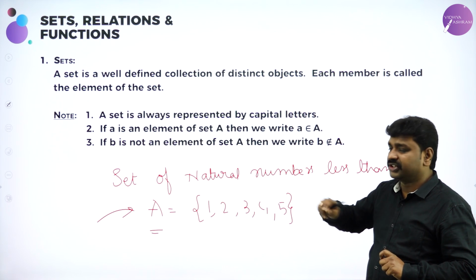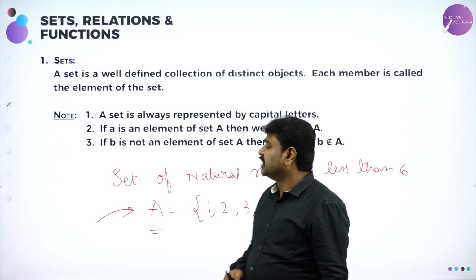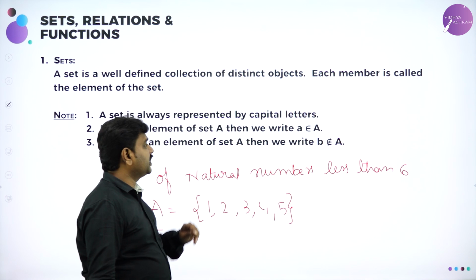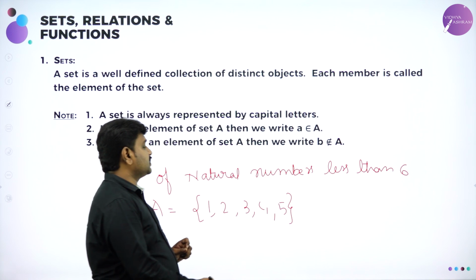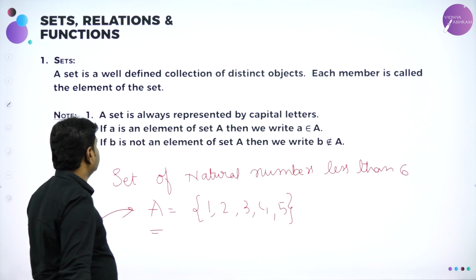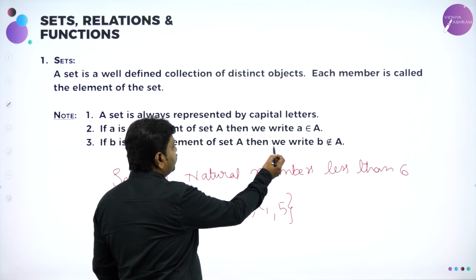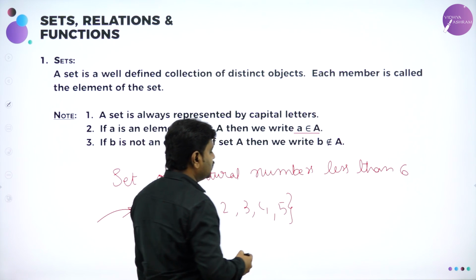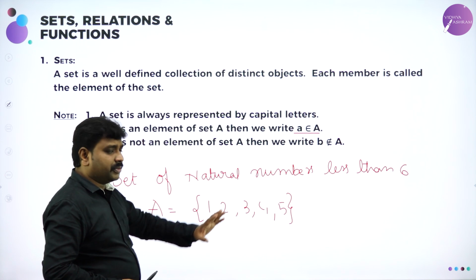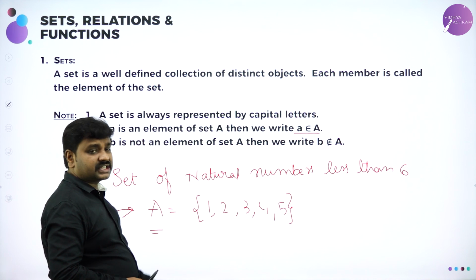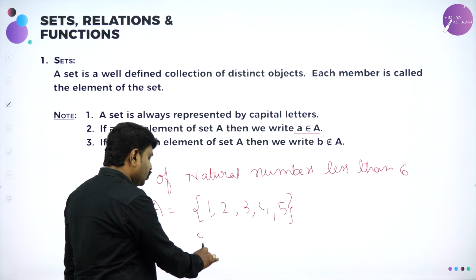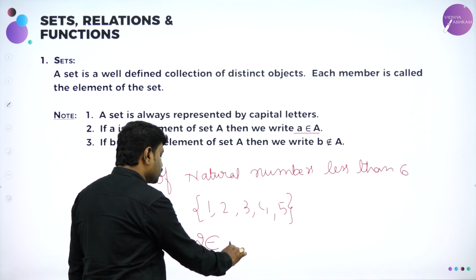So this is the notation of a set. A set is always represented by what? Capital letters. And if an element is in the set A, then we write it as belongs to A. See here, there are so many elements. If elements are inside the set, so now I can say 2 is in the set. So I'll say 2 belongs to A.